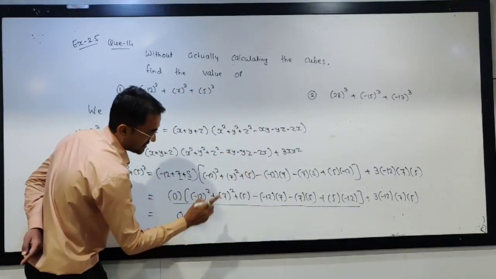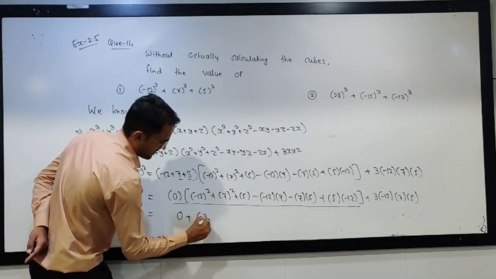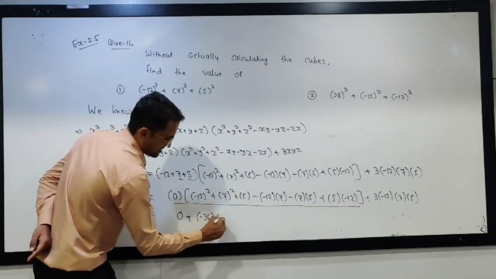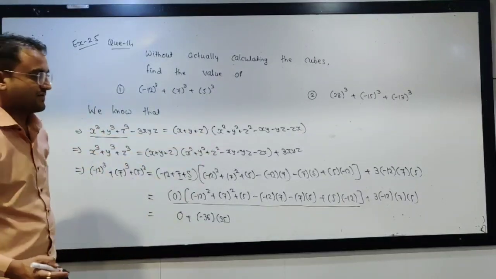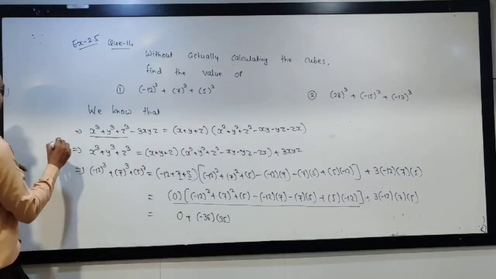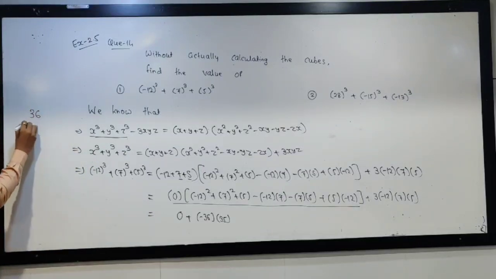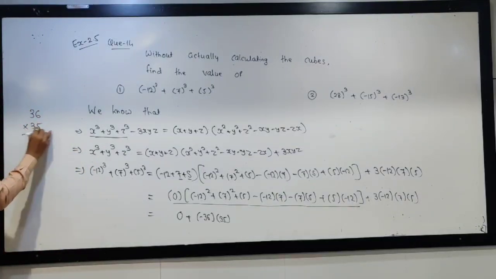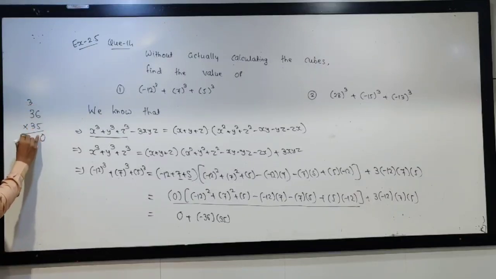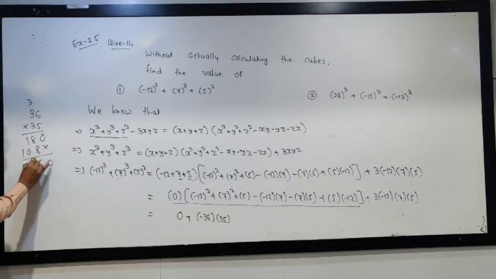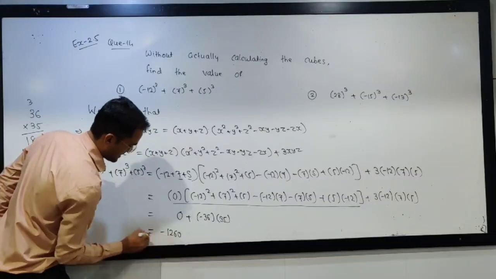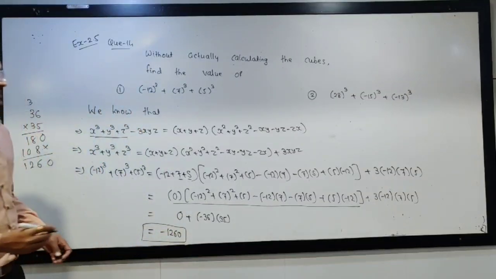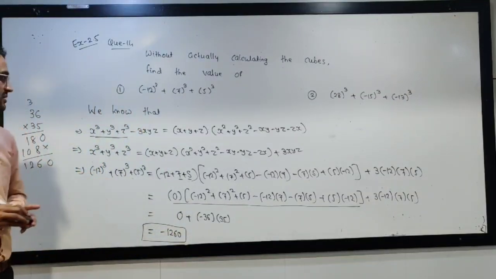Now if I multiply that 3 into 12, 36, and 7 5s are 35. Clear? 12 3s are 36, 7 5s are 35. So what is the multiplication of 36 and 35? 5 6s are 30, 18... 1260. So it will become 1260. So this is your answer. So this way you can do the entire question.